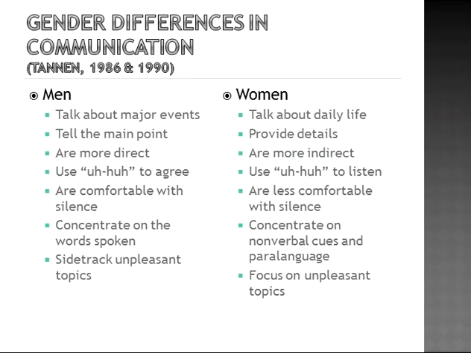Men tell the main point. Men are more direct. They use to agree, are comfortable with silence, concentrate on the words spoken, and sidetrack unpleasant topics. Whereas women, and the research that has been done on this topic, talk about daily life, provide details, are more direct, use to listen, are less comfortable with silence, concentrate on nonverbal cues in paralanguage, and focus on unpleasant topics.